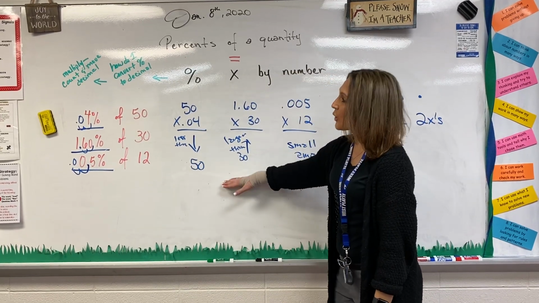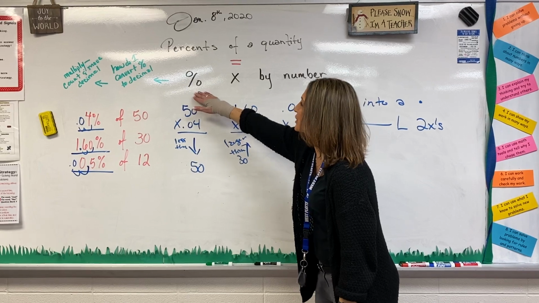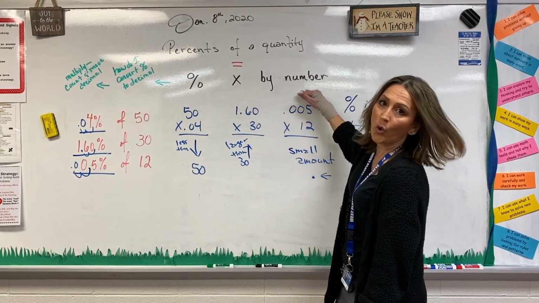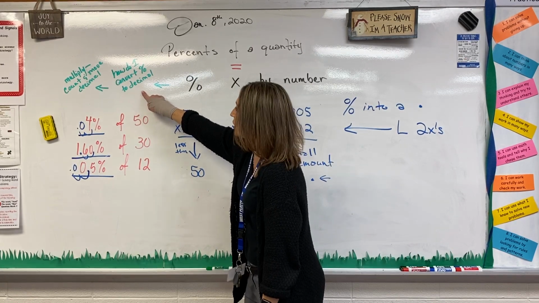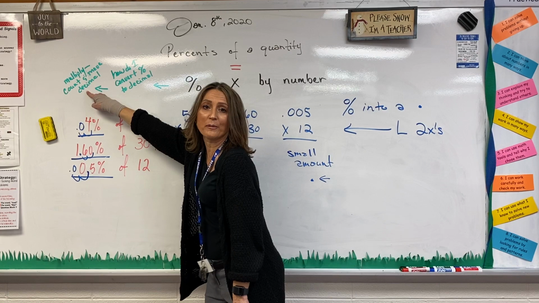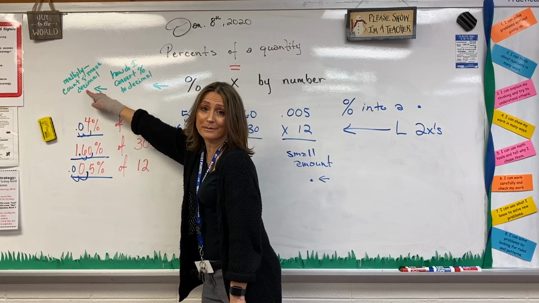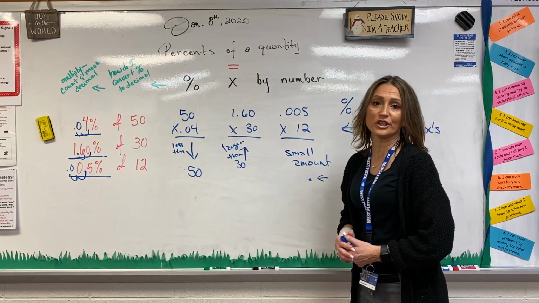So these are what we worked on, letting them know percents of a quantity really means take the percent, multiply it by the whole number they have, make sure to convert the percent into a decimal. Once you do the multiplication, make sure to count and move the decimal from our decimal rules that we learned way back in September and October. And then work the problems out to find your solutions.